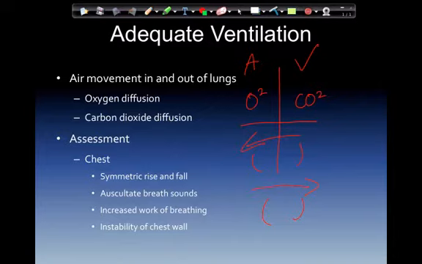Increased work of breathing. If the patient is using every muscle in his upper chest to try to breathe, you should take note of that. And instability of the chest wall: broken mandible, flail chest segments, multiple rib fractures, all of these would say instability of the chest wall.